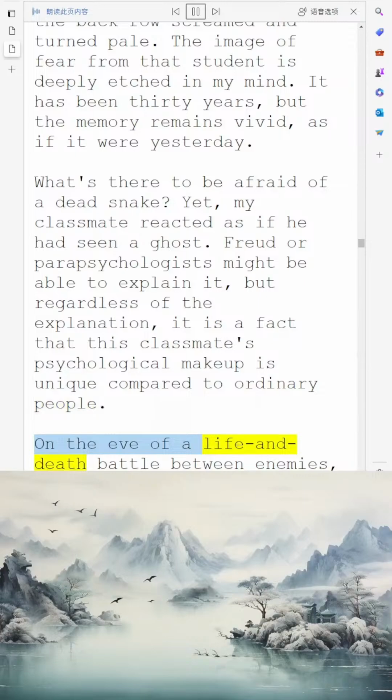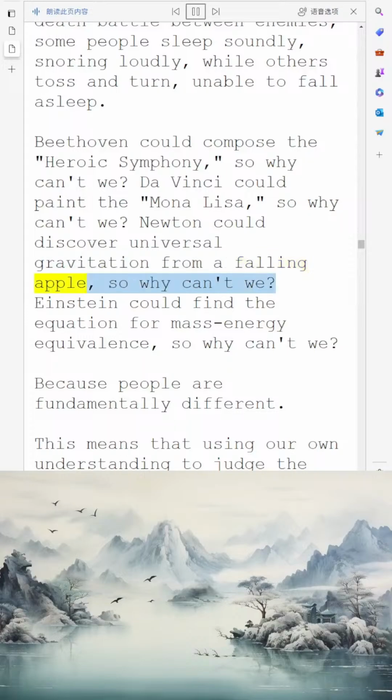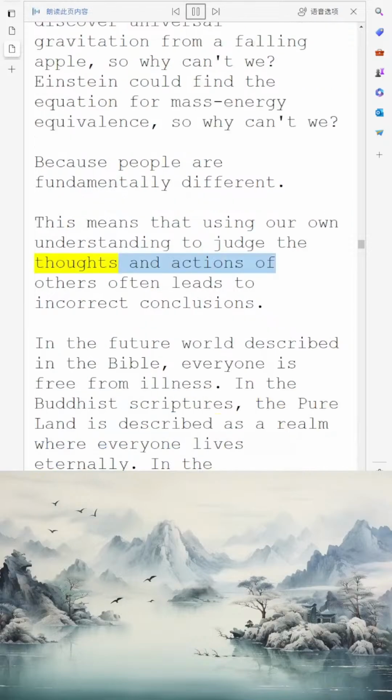On the eve of a life-and-death battle between enemies, some people sleep soundly, snoring loudly, while others toss and turn, unable to fall asleep. Beethoven could compose the Heroic Symphony, so why can't we? Da Vinci could paint the Mona Lisa, so why can't we? Newton could discover universal gravitation from a falling apple, so why can't we? Einstein could find the equation for mass-energy equivalence, so why can't we? Because people are fundamentally different. This means that using our own understanding to judge the thoughts and actions of others often leads to incorrect conclusions.